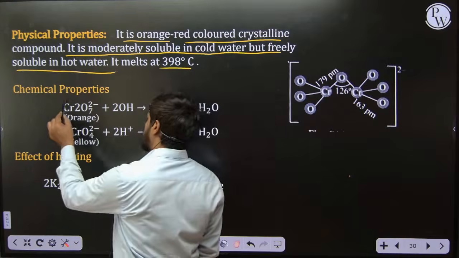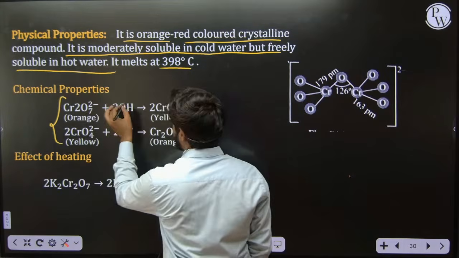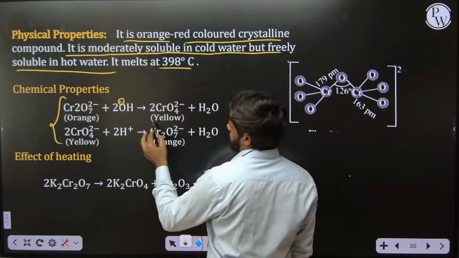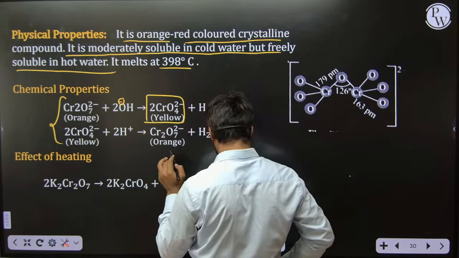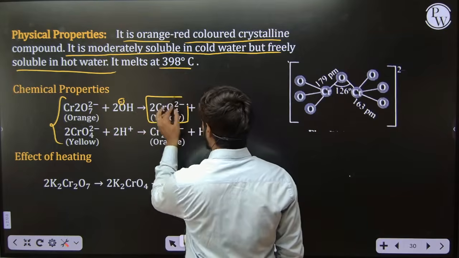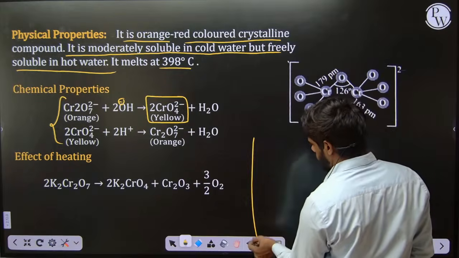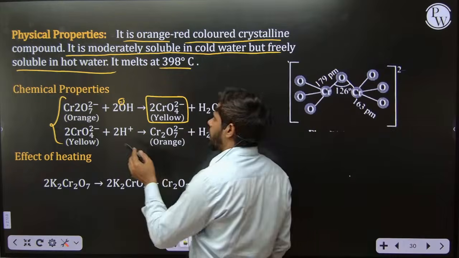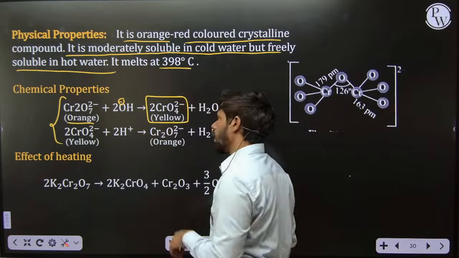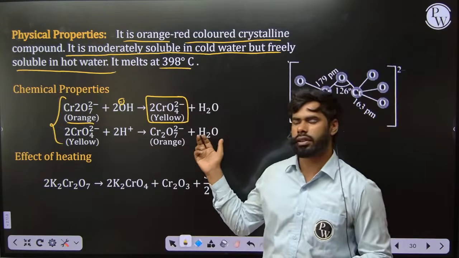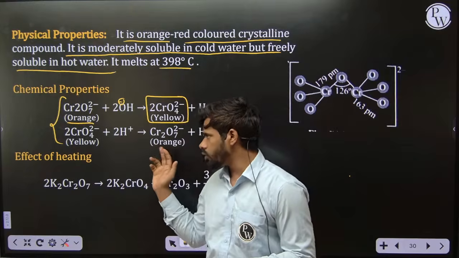Chemically, in a basic medium it will get converted into the yellow compound, that is chromate. So chromate and dichromate can be interconverted in acidic medium and basic medium. Basically, the orange color changes into yellow in a basic medium, and in an acidic medium it gets converted from yellow back into orange.